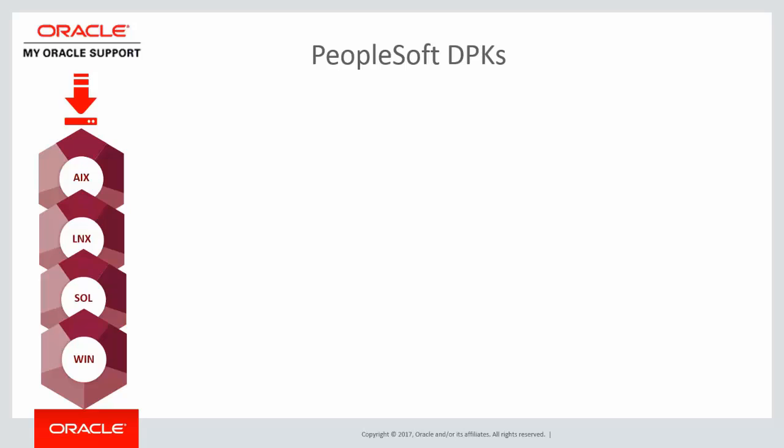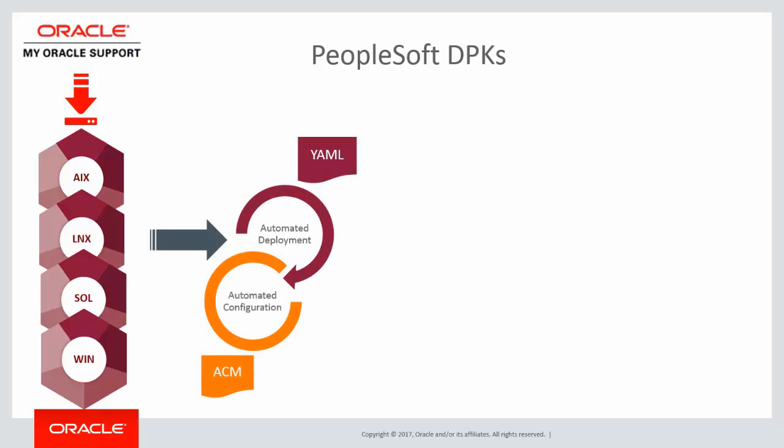Currently, PeopleSoft PeopleTools DPKs are supported in Linux and Microsoft Windows environments. With PeopleTools 8.56, Oracle will expand the list of operating systems that support DPK to include AIX and Solaris. You can download DPKs for every PeopleTools 8.56 patch from My Oracle Support for AIX, Linux, Solaris, and Microsoft Windows operating systems. The DPKs are delivered with open-source Puppet software, as well as PeopleSoft Automated Configuration Manager, or ACM, plugins, which together provide automated configuration and deployment.